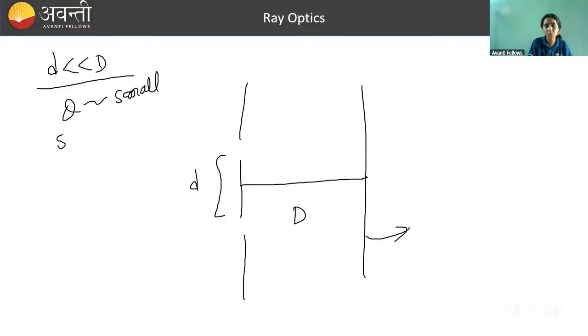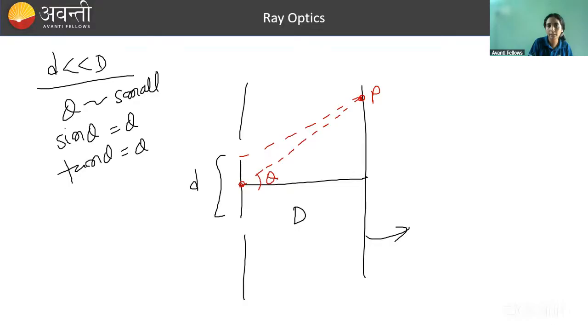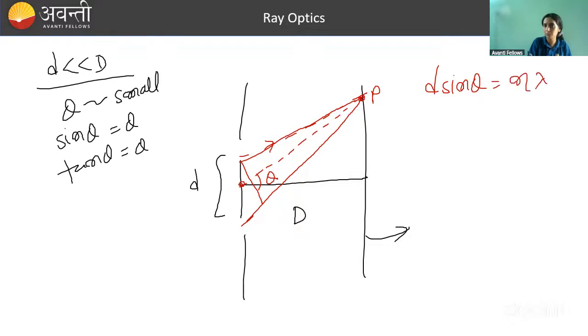And when theta is small, we write sin theta is equal to theta, and also tan theta is equal to theta. Why I'm telling you this is very important from the point of view of using the formula. Let's say at point P we are getting maxima. The position vector of point P will be at an angle theta. Two lights reach here, one from this slit and another from this slit, and they will have a path difference of this, as I told you now. So this is d sin theta, and for maxima this is equal to n lambda.